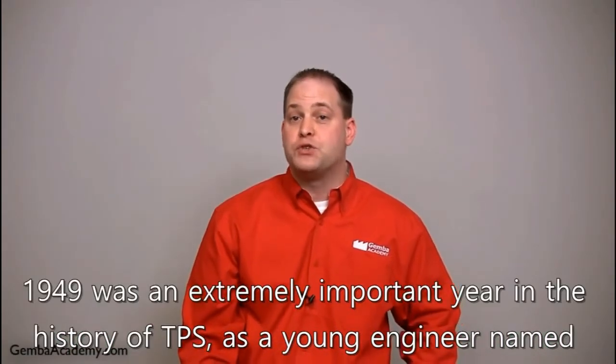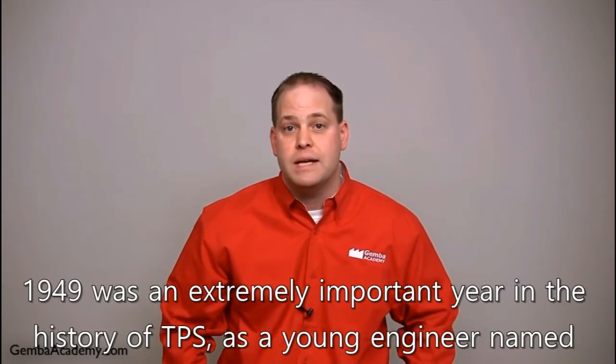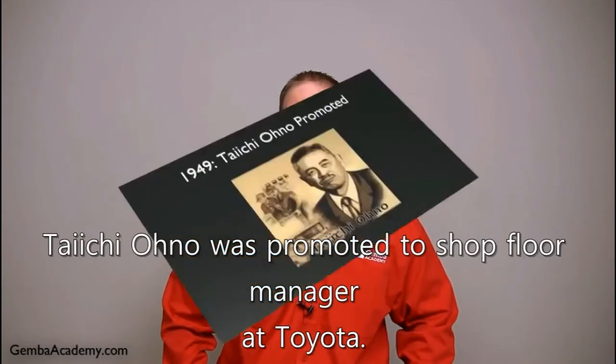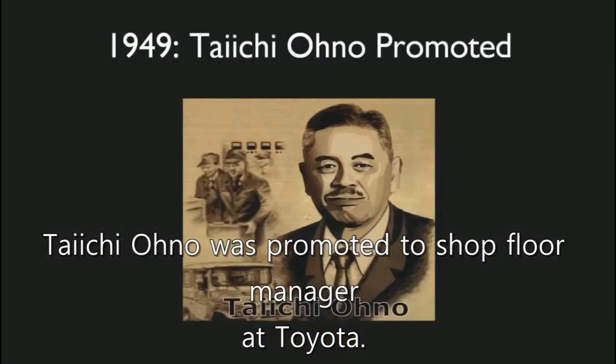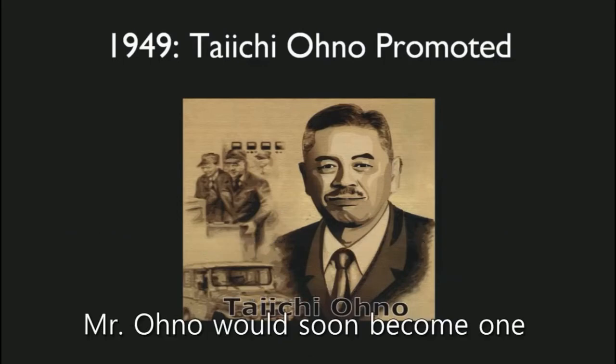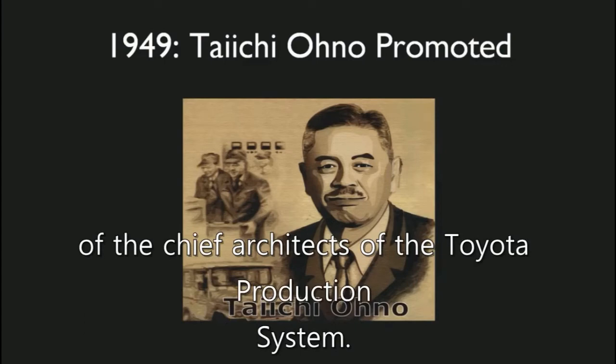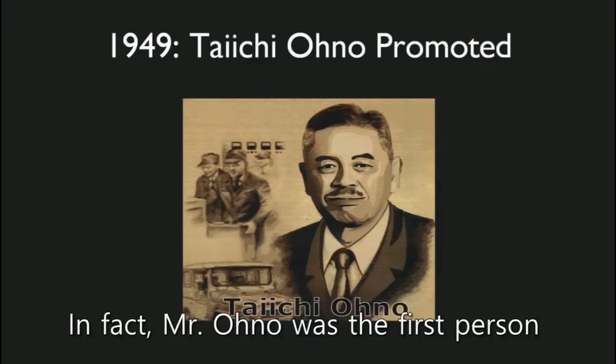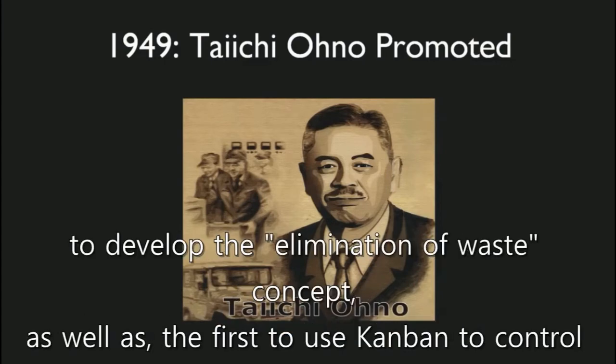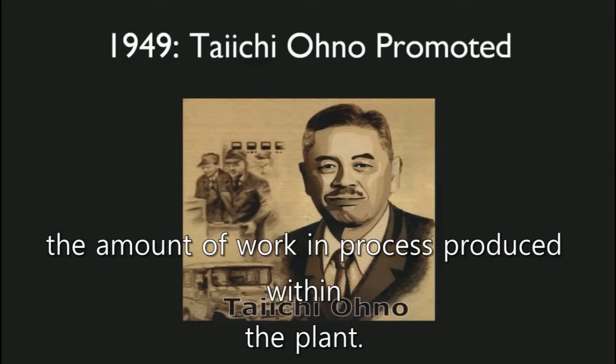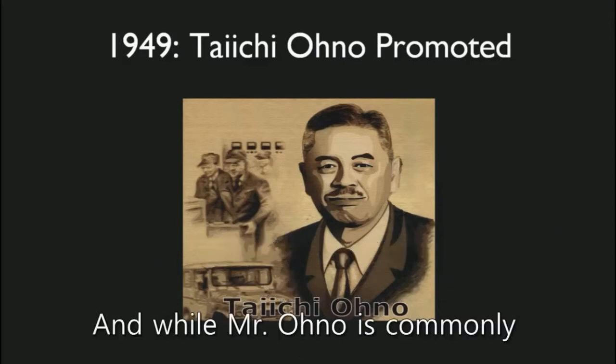1949 was an extremely important year in the history of TPS, as a young engineer named Taiichi Ohno was promoted to shop floor manager at Toyota. Mr. Ohno would soon become one of the chief architects of the Toyota production system. In fact, Mr. Ohno was the first person to develop the elimination of waste concept, as well as the first to use Kanban to control the amount of work in process produced within the plant. And while Mr.